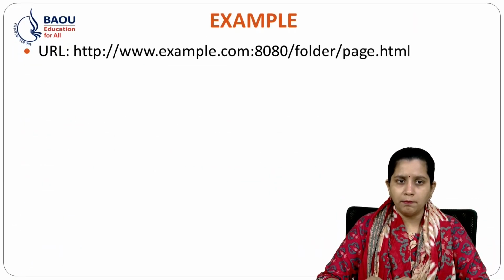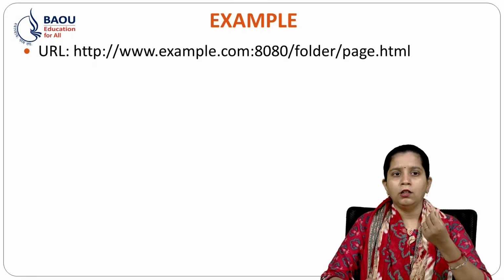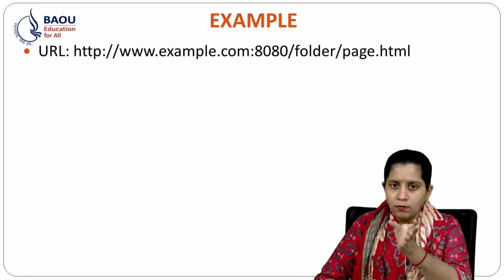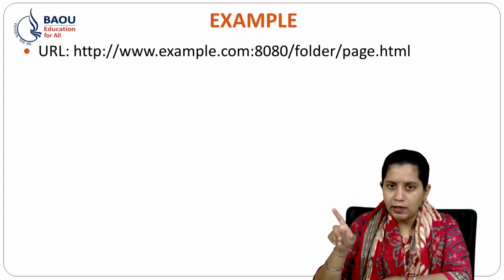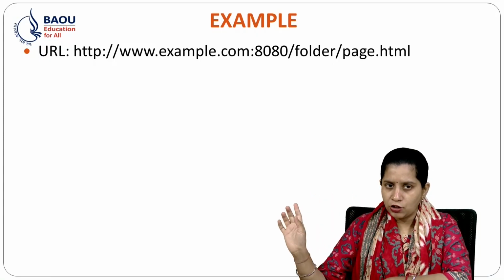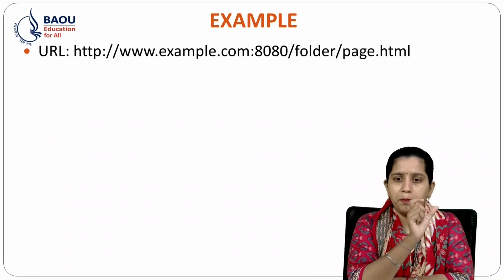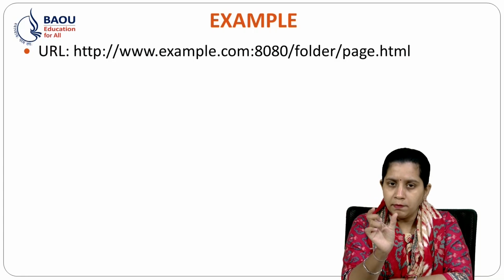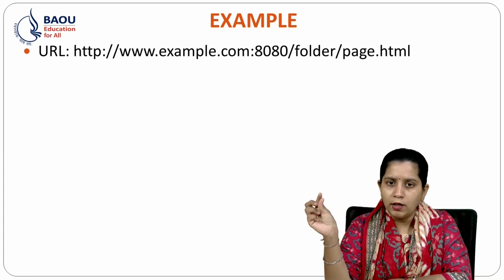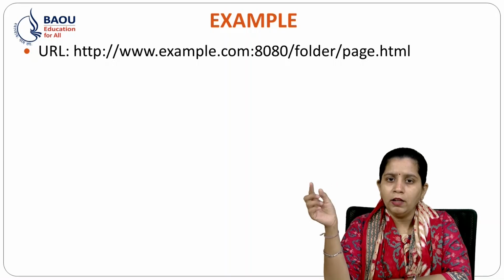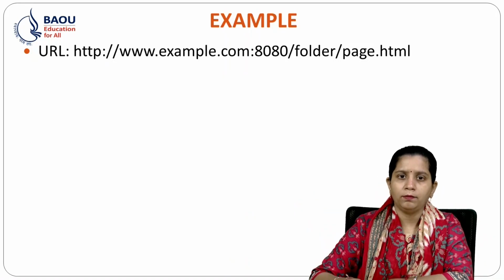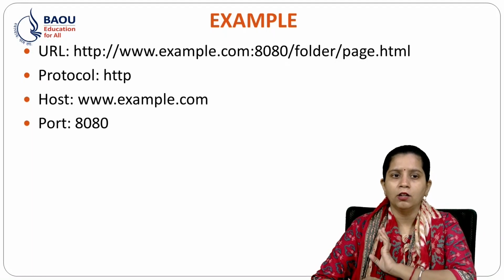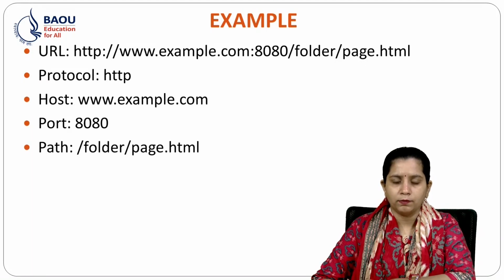Now an example. First is the URL: http://www.com, then a colon and 8080, then the folder and page.html. First is the protocol, second is the host name, third is the port, and then the path. Here I have written the bifurcation.